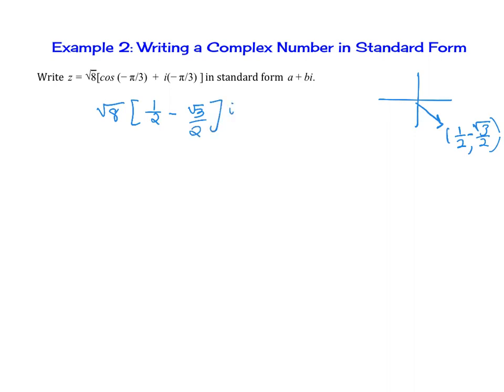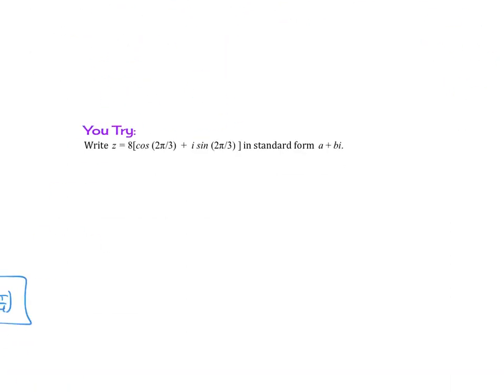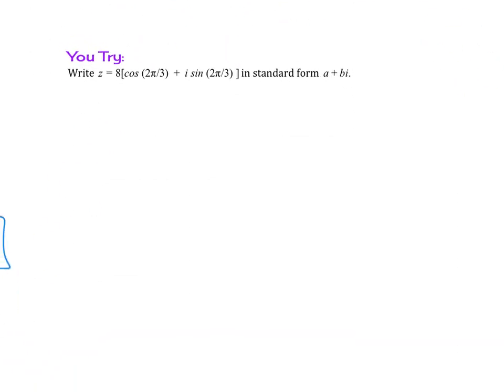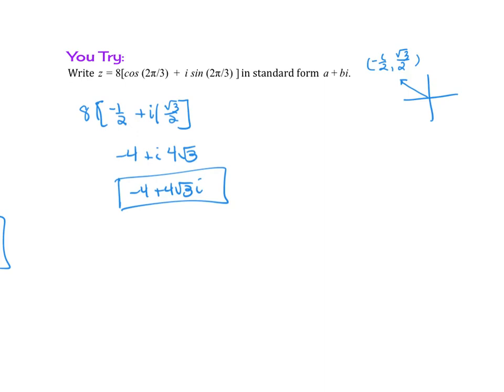So then we can simplify further. Root 8 is really 2 root 2. And then 2 root 2 times a half minus root 3 over 2 i. So then this becomes root 2 minus root 6 i. So try this example here. Trying this out, you find that for 2 pi over 3, the cosine is negative half and the sine is root 3 over 2, so you just substitute, and therefore you would get negative 4 plus 4 root 3i.